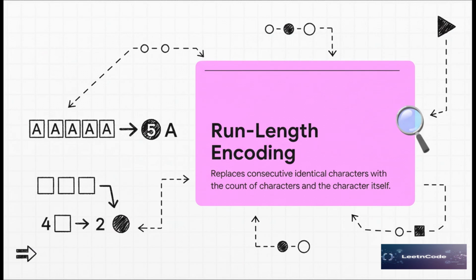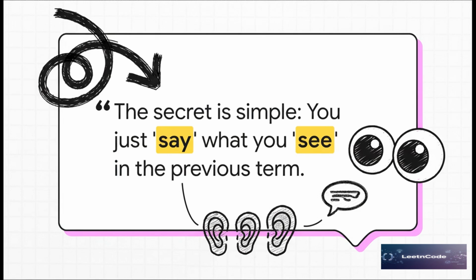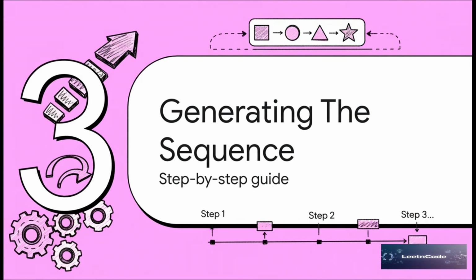You know, in computer science, this is actually a form of something called run-length encoding. It's a basic way to compress data. Instead of writing the letter A 5 times, you just write 5A. It's the same idea. But let's forget the technical jargon for a second. Here is the one simple mantra that unlocks everything. The secret is, you just say what you see in the term right before it. That's it.